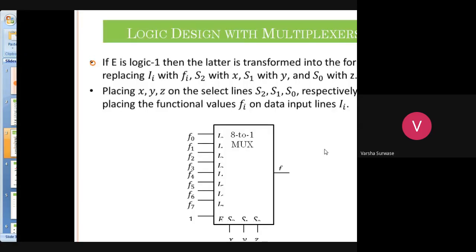Now see, this is one example for an 8 is to 1 mux. For this 8 is to 1 mux, when we are using the mux, another input is the enable input. That enable input should be connected to logic 1. Then whatever the information from this input will be transferred to the output. You have to use this enable input along with the select lines.